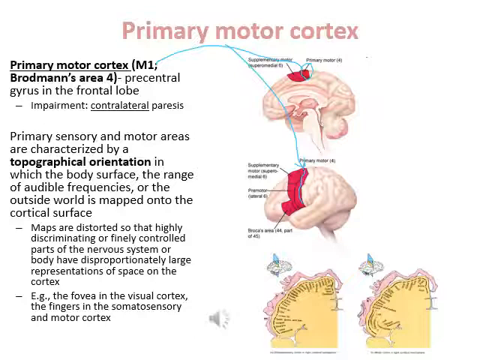So the parts of the body with highly discriminating, finely controlled function have a large area of space on the cortex. Like for example, your fovea for the visual cortex, your fingertips have the most sensory feeling. So they will occupy a large area of this sensory cortex.